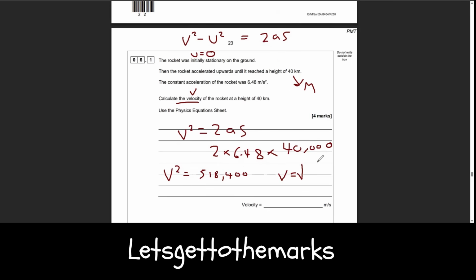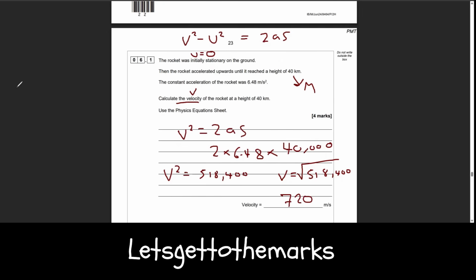Now I want to work out the velocity. I'm going to need to square root both sides. That will get rid of the V squared. And I'm going to get the square root of 518,400. I'm using my mobile phone calculator today, which is really not enhancing my experience, I have to be honest. That equals 720 meters a second.